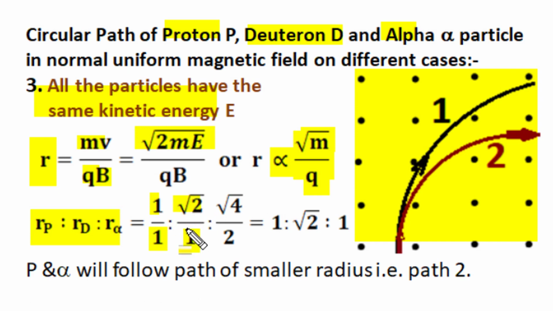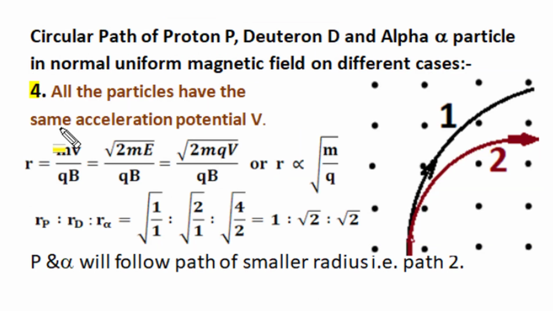So this becomes root of mass to charge. And for alpha, 2 protons and 2 neutrons, mass becomes 4 unit and charge is 2 protonic charge. When root 4 is solved as 2, this ratio becomes 1, and the ratio of radius of proton, neutron, alpha entering a normal uniform magnetic field with the same kinetic energy is 1 is to root 2 is to 1. It means the two particles proton and alpha follow the same path of smaller radius, that is this red number 2 curve, and neutron will have a path of higher radius and smaller curvature, that is 1.